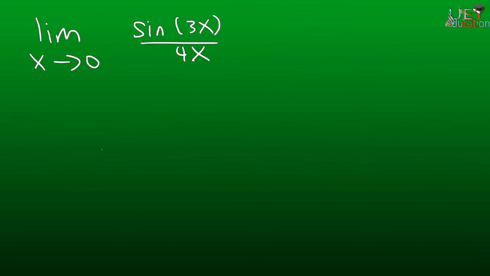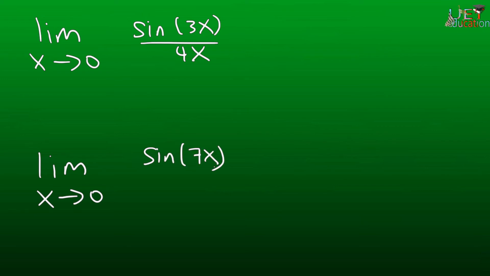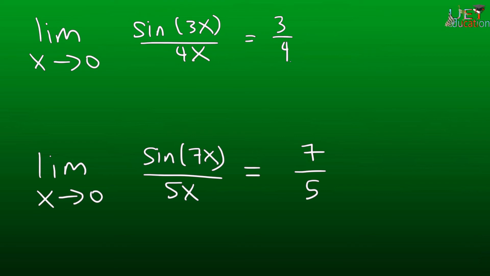So based on that, what is the limit as x approaches 0 of sine 3x divided by 4x? And also, what is the limit as x approaches 0 of sine 7x over 5x? So for this one, it's simply 7 over 5. For the next example, it's 3 over 4.